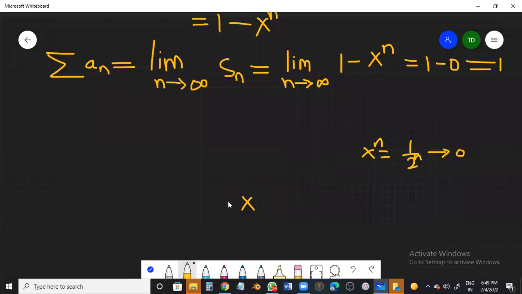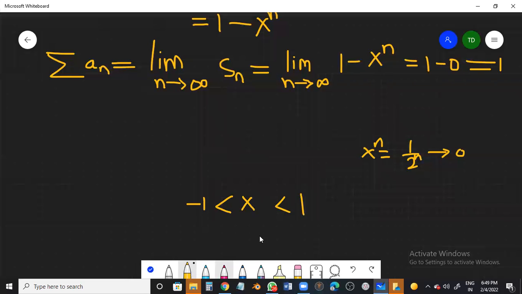What should be x? x should lie between -1 to +1. Positive, negative doesn't matter when it goes to 0. If the things are going to 0, -0 is the same as +0, so there is no problem. So what should be your x? x should be a fraction. So -1 less than x less than 1. These are the possible values of x.